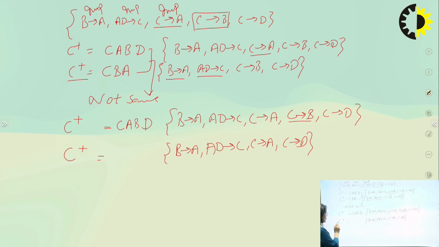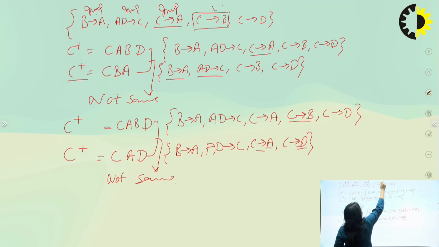Yes. If we are calculating the closure of C, it means we are having C already. If we are having C, we can deduce A and D. B, we cannot deduce from this set because we have removed this. We have excluded this. So we can check again, not same. So this functional dependency is important for us. Right. So now this is also found important.